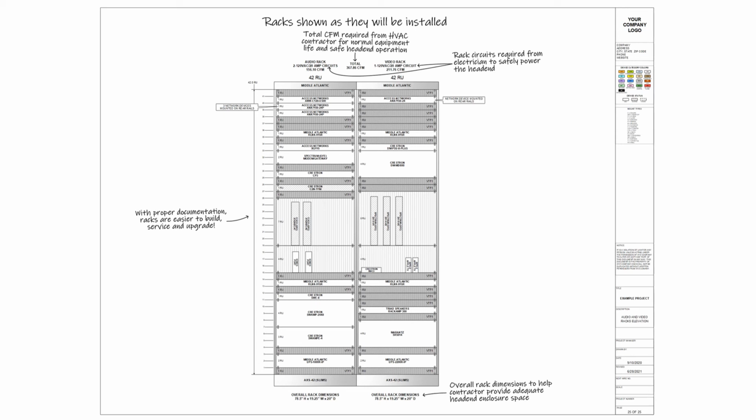The racks shown here are as they will be installed, bolted together. Also notice the use of helpful installation notes for the techs. And notice the power and ventilation requirements calculated earlier are placed right where they need to be on the rack drawings. And the same for overall rack dimensions on the bottom. This is the best place for sharing those requirements with the electrician, HVAC contractor, and carpenter.